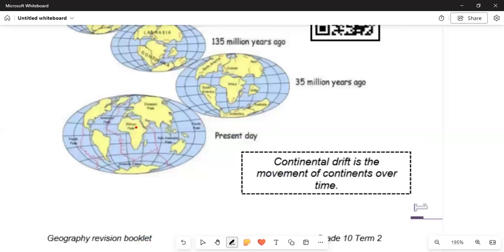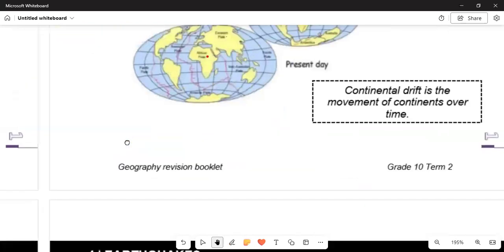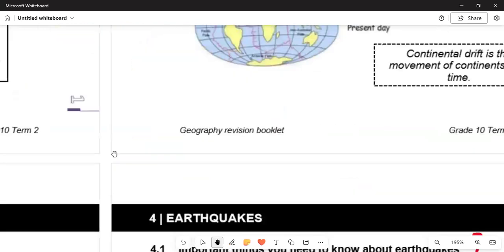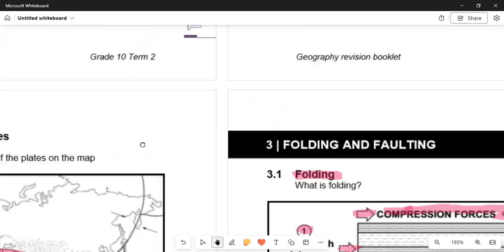So the continents become disjointed. These are the continents that we are talking about. They become disjointed because the Earth moves. So we have got to understand that this is called continental drifting. It is the movement of the continents over time. We'll know later what causes continental drift. All right, that is why you need also to tune in up until the end of this chapter.